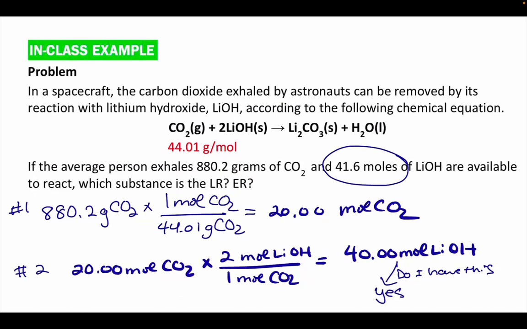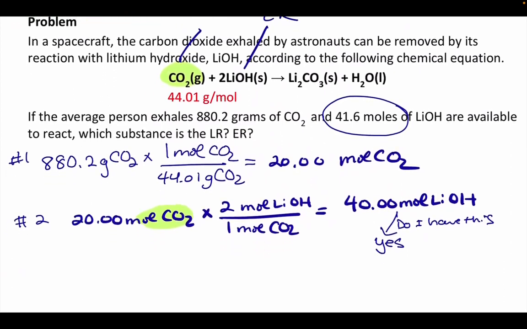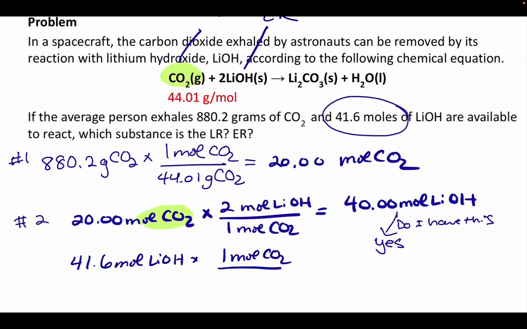So if I have enough, then I know that my limiting reactant is going to be the carbon dioxide. So this is my LR. And this one's my ER. And just by chance, I might have decided to go the other direction. So let's do it that way too. So I could take my 41.6 moles of LiOH, convert that into moles of CO2.